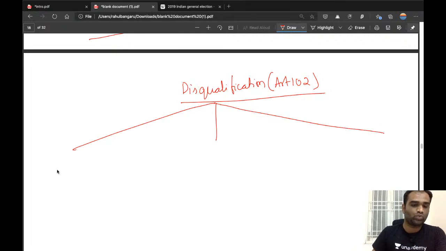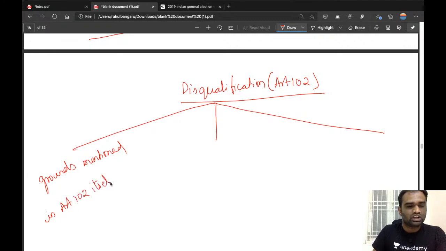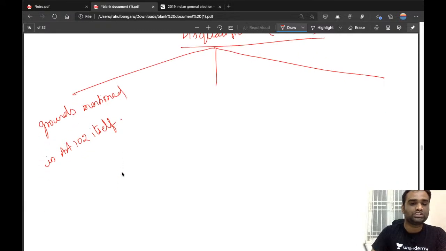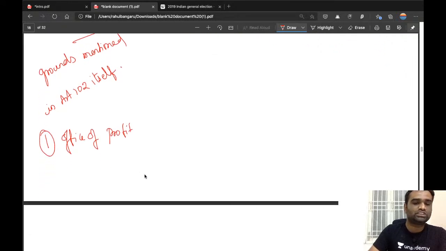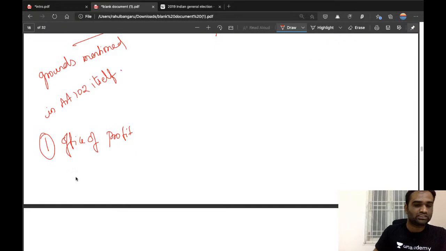What are those three ways? One is based on grounds mentioned in Article 102 itself. What are those grounds mentioned in Article 102? The first one is office of profit. I will explain this in our President class. The next one is if the person is of unsound mind.